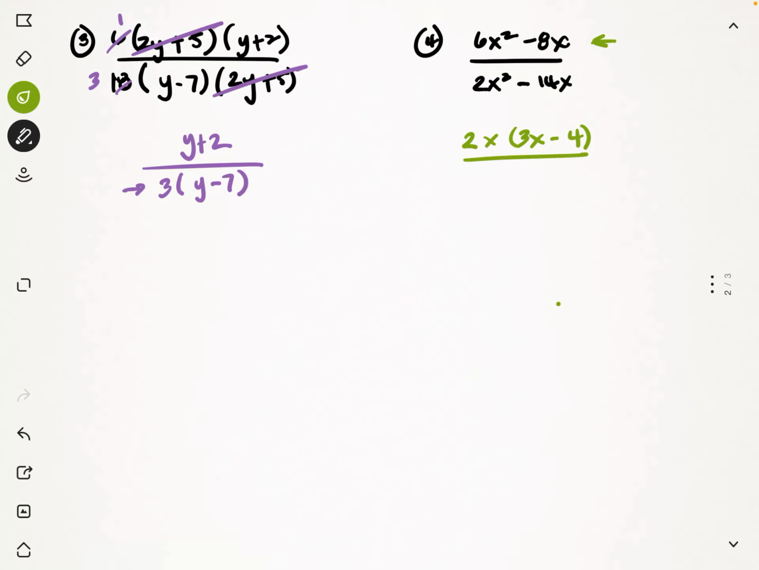Okay, and in the denominator, again, our common factor would be 2x. So let's take out that 2x. We took the 2x from 2x squared, so we just have an x left over. And then 14x divided by 2x gives us 7. At this point, we can cancel our common factors. And we could leave it in parentheses, or we could just write it as 3x minus 4 over x minus 7.